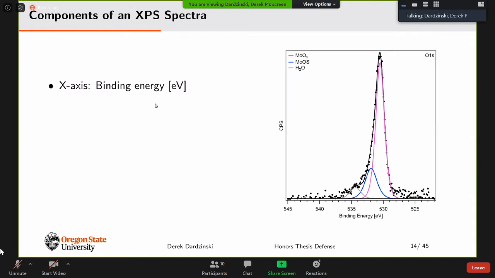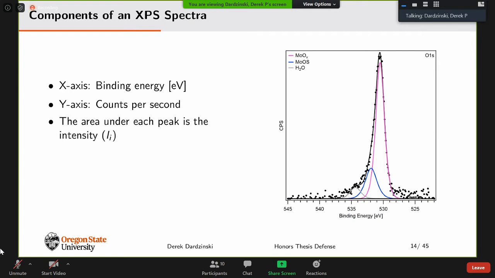Some of the general components of an XPS spectrum would be, on the x-axis, the binding energy, typically in electron volts. On the y-axis, you have counts per second of the photoelectrons. Also you have the area under each peak, which is the intensity, and this is the important component which we use for analysis. You can see the molybdenum oxide has an intensity here, shown by this pink area. The oxysulfide has this blue area, and adsorbed water has this gray area.